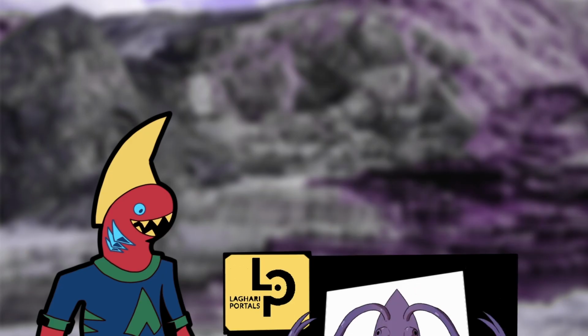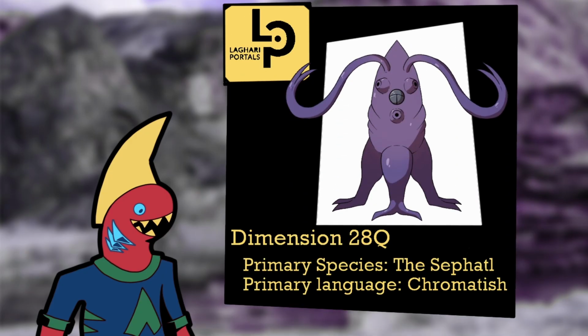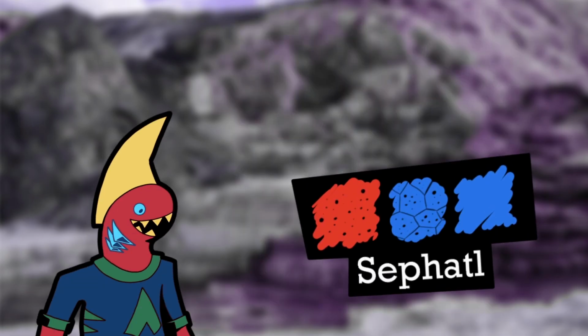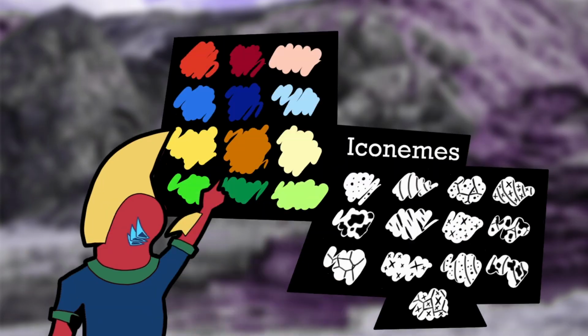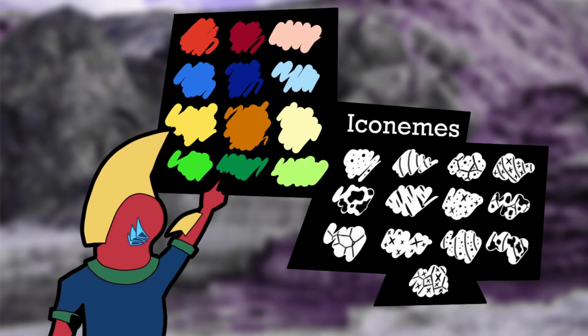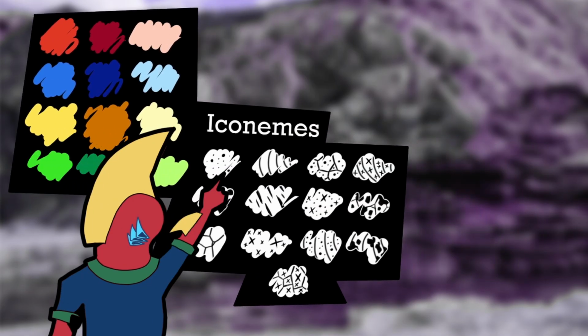So this here is Dimension 28Q with these squid-looking guys called the Cephadal, even though natively they're called. But how about we just rip off the band-aid here and I'll show you the iconemes of this language. Here we have these primary colors with light and dark variants that kind of act like vowels. Then down here you have different patterns that appear in tandem with the colors as sort of a consonant.